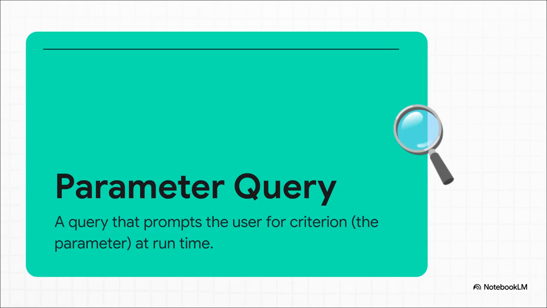Think about it. Instead of building a separate query for every single question, a query for cats, another one for dogs, another one for birds, you build one super flexible query that just prompts the user for what they want to look for each time it's run. It's reusable, it's efficient, and it is so powerful.